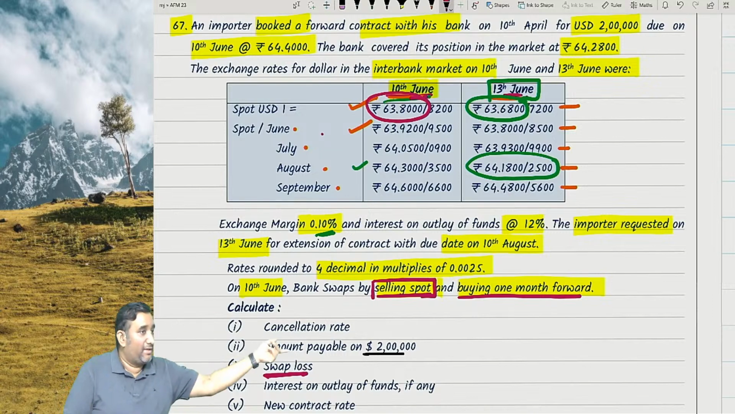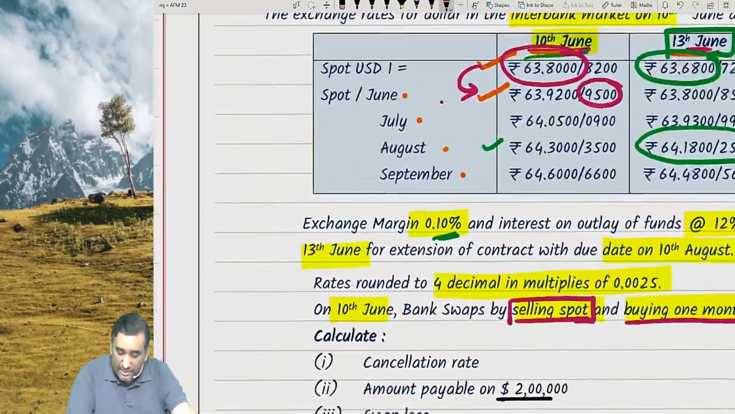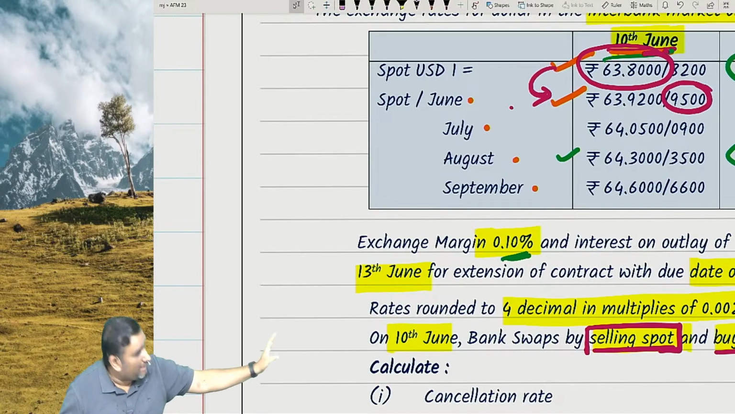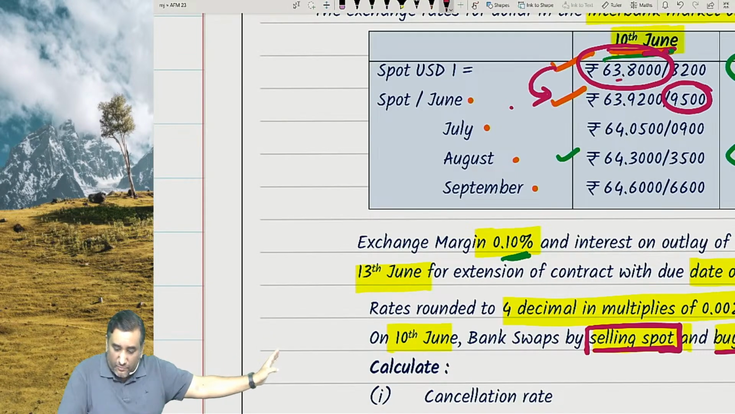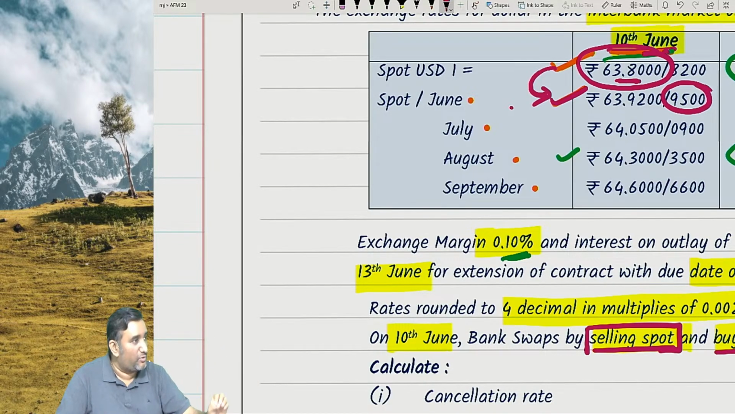When I buy, it's still the ask rate. And the nearest rate on this date, 10th June, is this part here. Please do not look at 13th, because on 10th June, when you were standing, these were the only rates available. Spot rate was this, and the spot nearest rate available was this. That's it. Even if the question is not specifying, still it was the nearest rate.